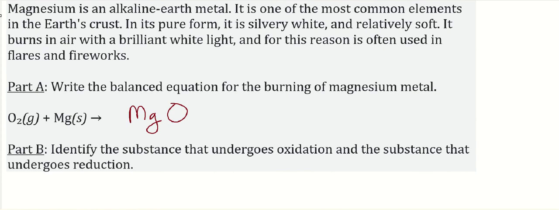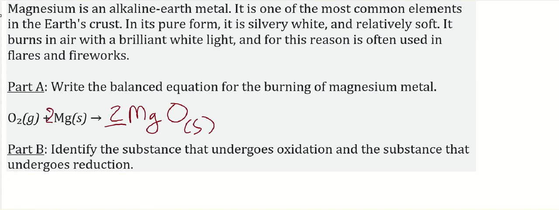So there's your formula for magnesium oxide, and notice that's an ionic compound that has a high melting point, so that's a solid. You may have lost half a point if you put something else there. Okay, let's balance this. We have 2 oxygens on the left side, so we're going to need a 2 there. Now we have 2 magnesiums on the right side, so we're going to need a 2 there. So there's your balanced equation.